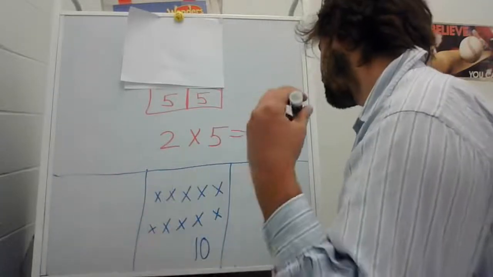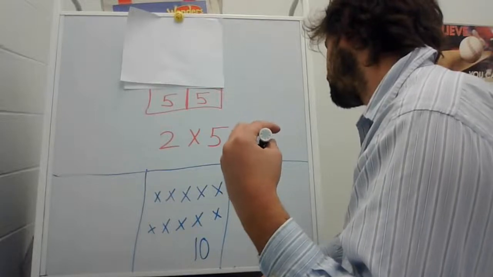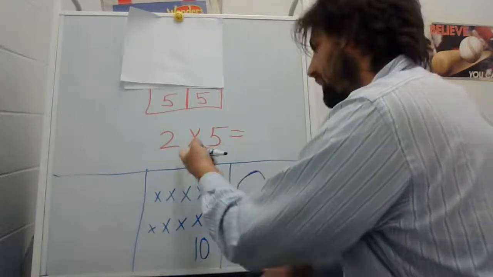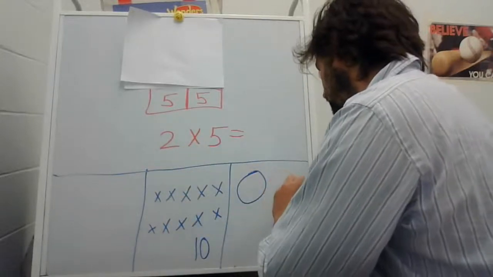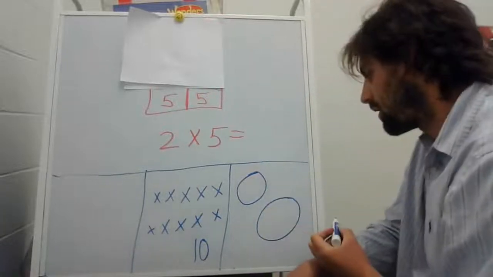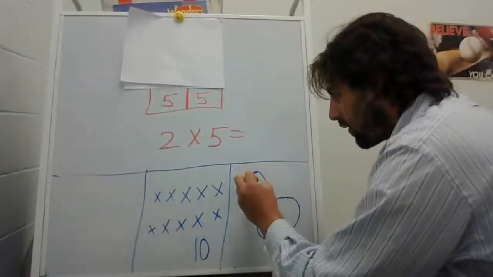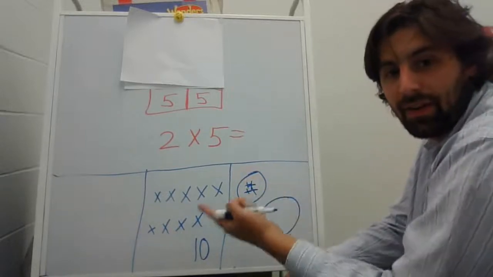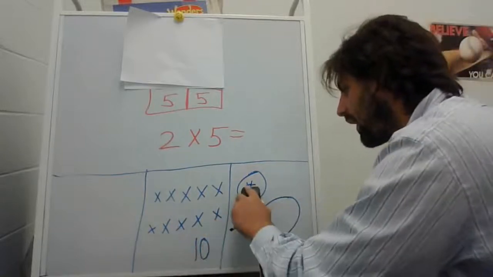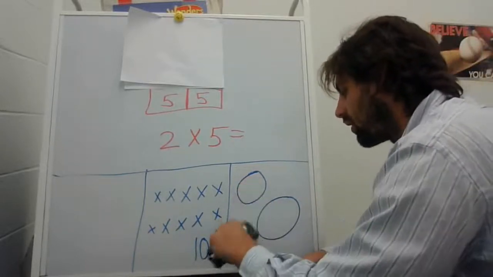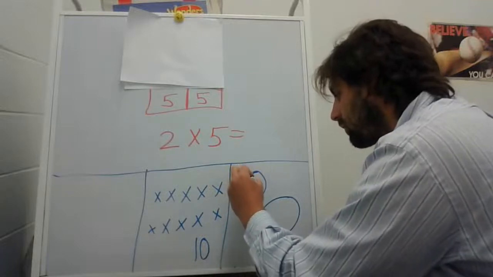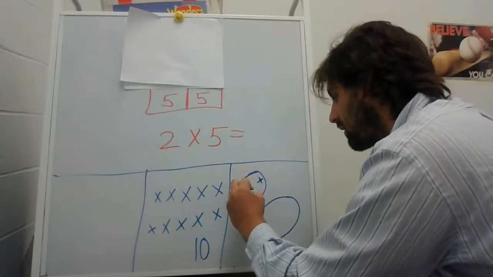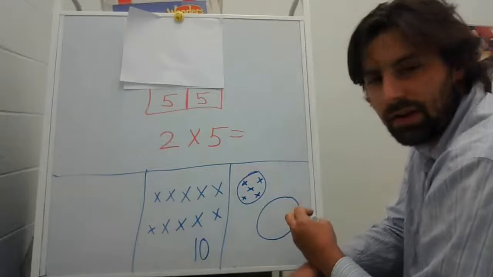Another way, you can draw two big circles, because it's two groups of 5. So you draw 2 circles, and you put 5 in each group. Make sure when you're drawing your X's, do not draw them bunched up together, because it'll be very easy to miscount. You want them far enough away from each other where it's clear to see, so you can tell them apart. If you draw them too close together, it's very easy to miscount.